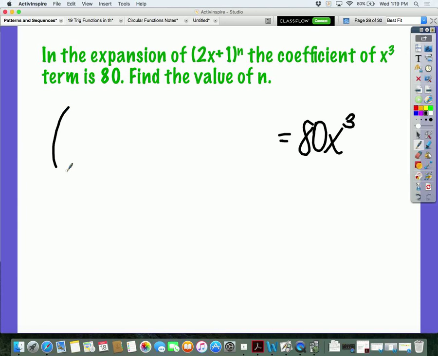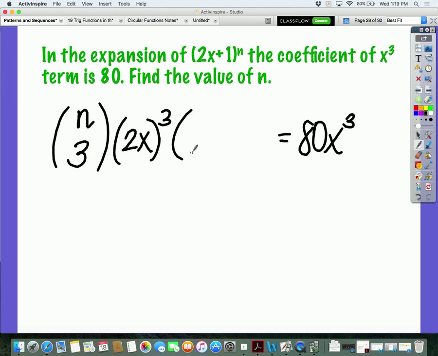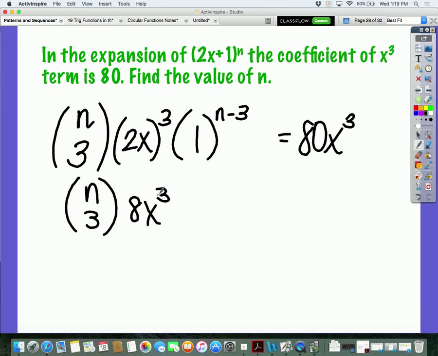So that means for our combination, n is the top, 3 is the bottom, because we're looking for our x to the third term, that specific coefficient, which means that 1 would have to be raised to what power? It adds up to n, so it would be n minus 3. Whatever n is, you would subtract 3 from it. But 1 raised to anything is just 1, so that's a little bit nicer. So we have n combination 3, 8x to the third, that's just 1, equals 80x to the third.